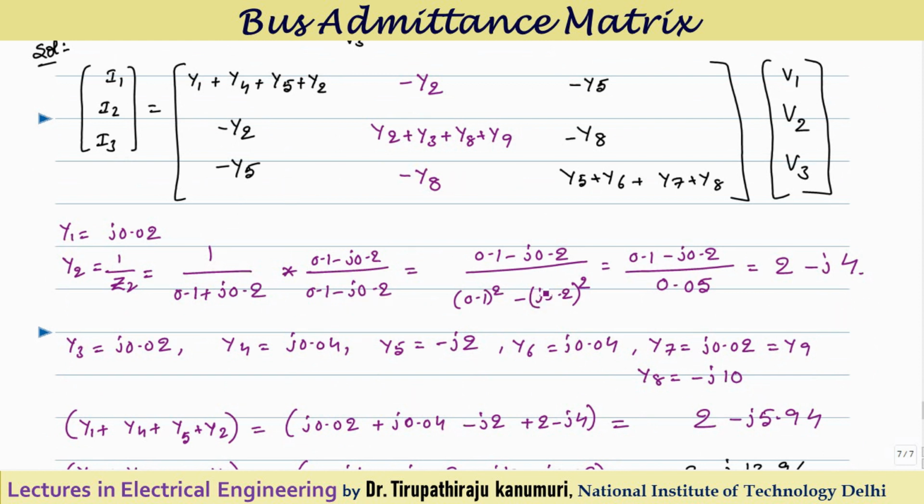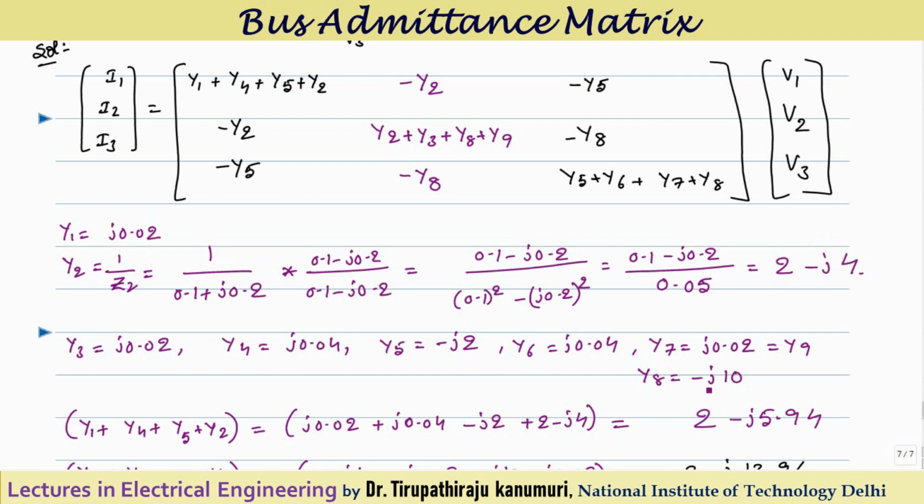So we know J square is equal to minus 1. So minus into minus becomes plus. You will get it as 0.05 and numerator is 0.1 minus J 0.2. So when you simplify it, you will get 2 minus J4. So now we have calculated all the impedances into admittances. This is Y1, Y2, Y3, Y4, Y5, Y6, Y7, Y8.